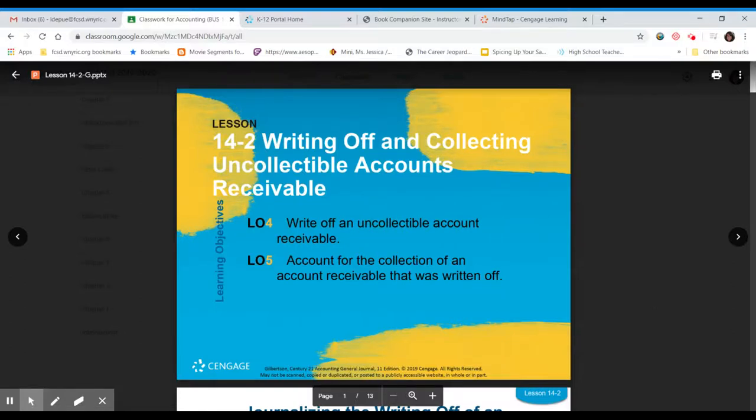So this is going to be the beginning of 14-2, which is called writing off and collecting uncollectible accounts receivable. So we're going to do two basic things. We're going to learn how to write off an uncollectible account, which basically means we're not going to collect that money. So we just kind of pretend it didn't exist and we just write it off. And the second one is to account for the collection of an account receivable that was written off. So if we decided that it was not going to be collectible and we wrote it off, then all of a sudden they decided to pay us, and we have to account for that as well by collecting that money.